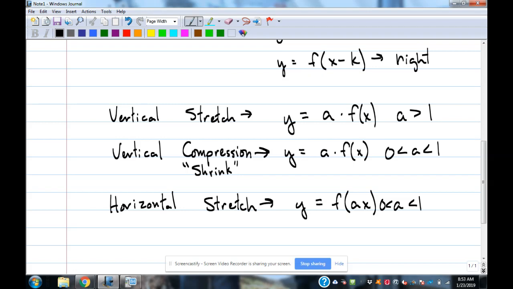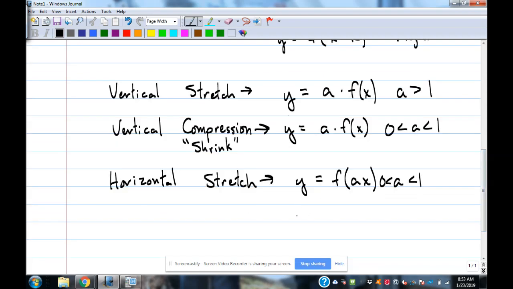Same way with the shifts. If it was adding on a vertical shift, you went up. If it was adding on a horizontal shift, you went to the left instead of to the right. So it's the opposite of that. So a horizontal compression looks the same, but your number is bigger than 1. That's a horizontal compression.